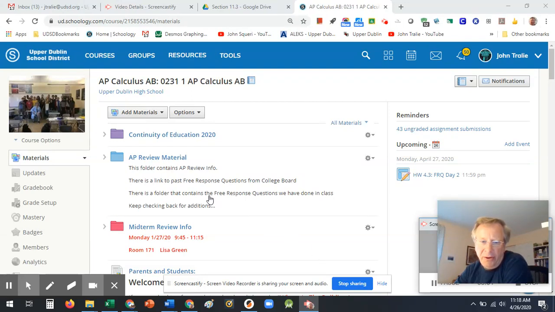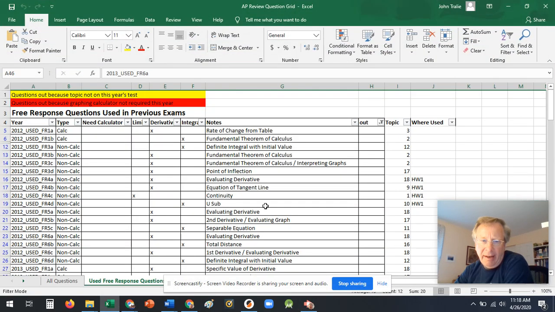We're still in FRQ review, trying to get through all of the ones back to 2012 that are potential for this year. Today, I've got this spreadsheet I've been going through with all the free response questions.